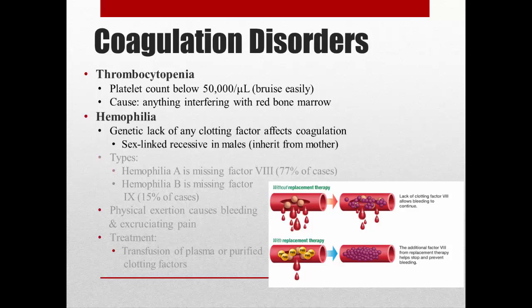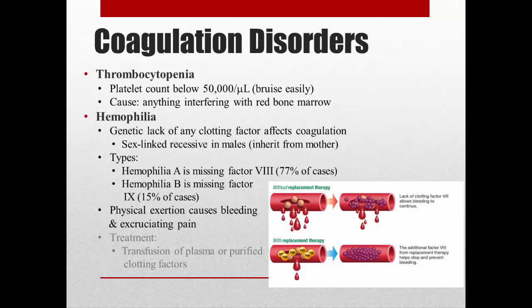There are different types of hemophilia. The most common two are hemophilia A and B. A is by far more common than B. A is where you're missing factor 8. B is where you're missing factor 9. The problem with hemophilia is typically we've seen on physical exertion that causes excessive bleeding, and because of the bleeding often into the joints, it causes joints to swell, and you get a lot of pain from that.